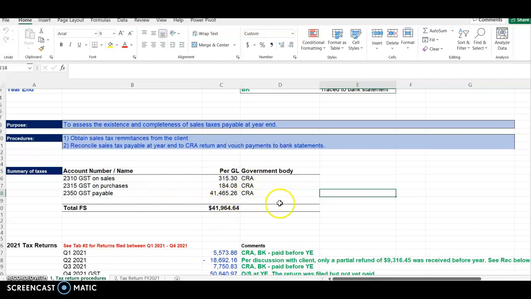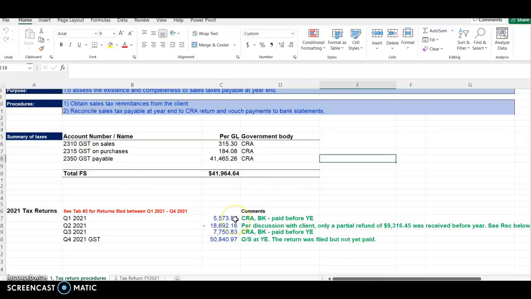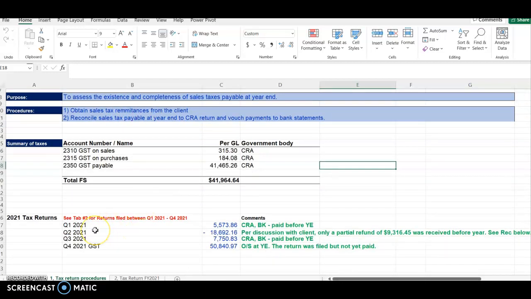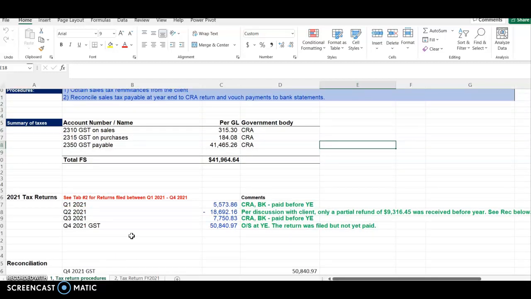So what are we going to do to perform our audit work? The first thing we said was to obtain the tax remittances, okay. As you can see, the client files their sales tax every quarter. So you see quarter 1, quarter 2, quarter 3, quarter 4. So for each of these quarters, we need to obtain the tax remittance, okay. And when we do that, you're going to put the amount here.